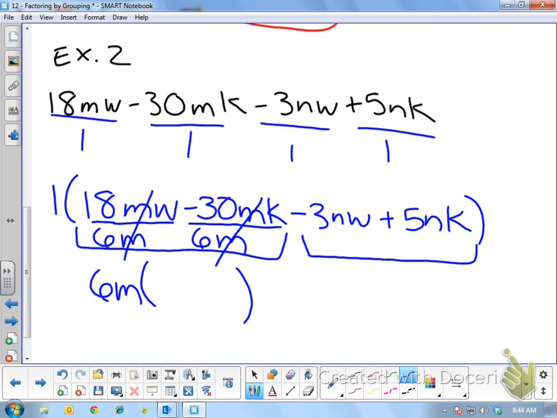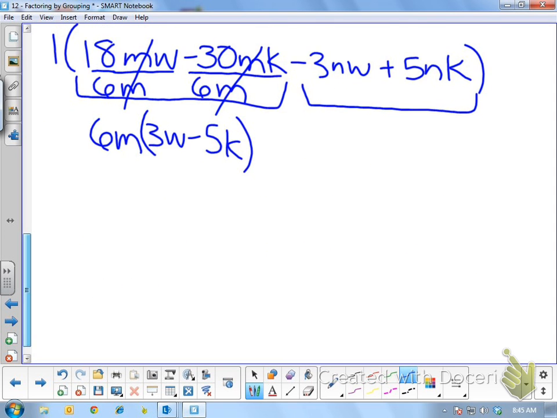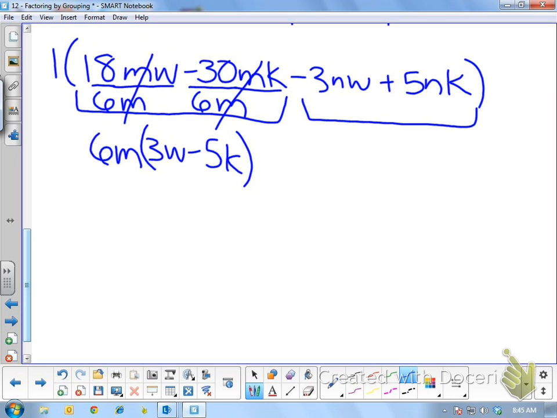So now I divide. What's 18 divided by 6? 3. And what didn't cancel? W. So it's still there. And then we divide again. 30 divided by 6 is 5. K didn't cancel. So we leave a K. Now I go to the next one. What divides into both 3 and 5? Just 1. But this will be a -1.